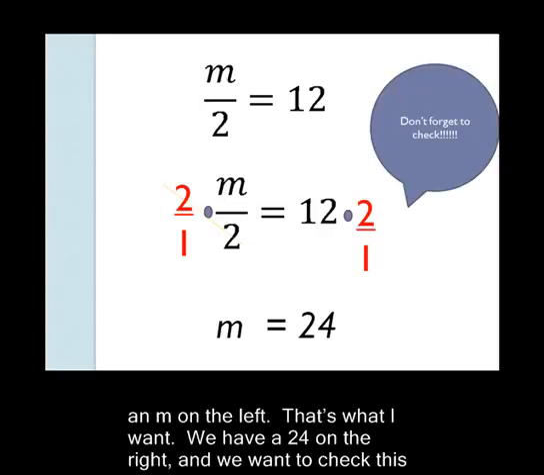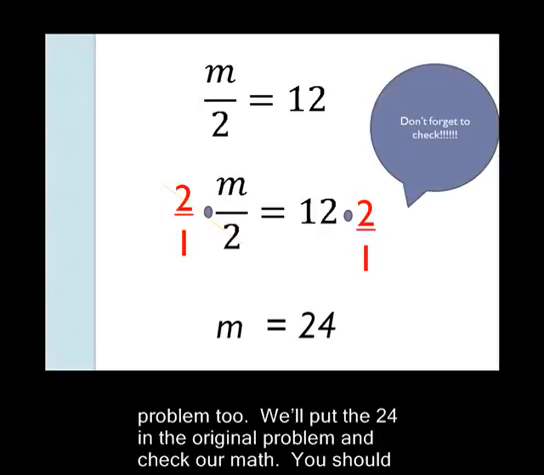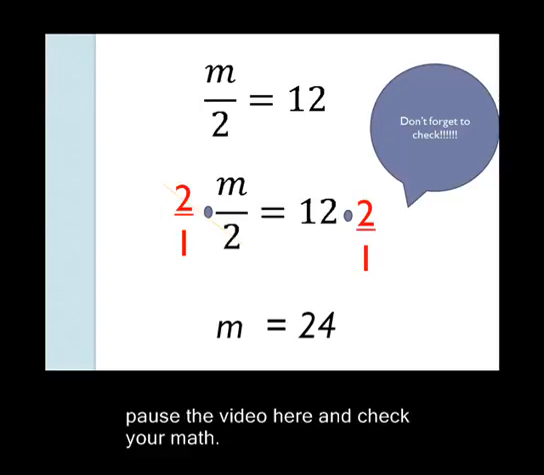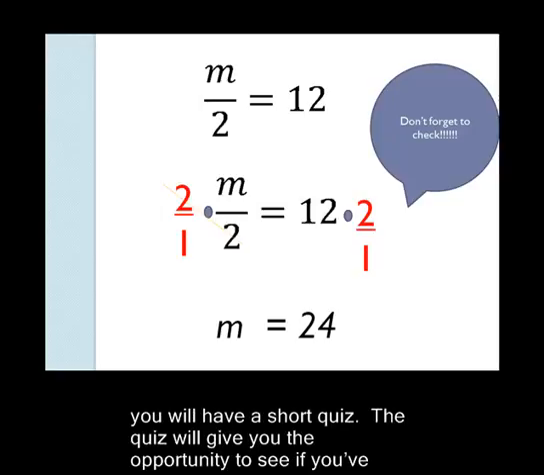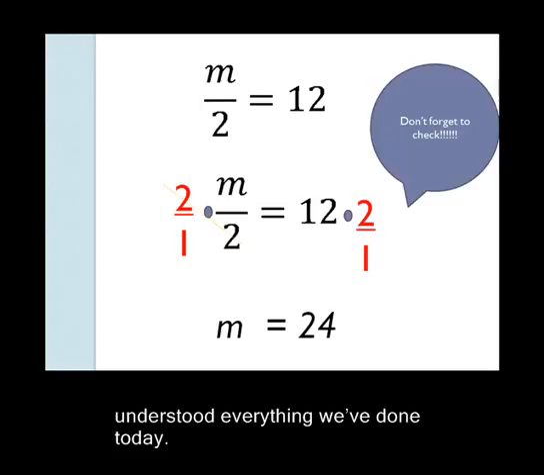We want to check the problem too. We'll put the 24 in the original problem and check our math. You should pause the video here and check your math. You should practice the checking. I'll end the lesson with one that is a little more complicated. After the lesson, you will have a short quiz. The quiz will give you the opportunity to see if you've understood everything you've done today. Here's the last problem.